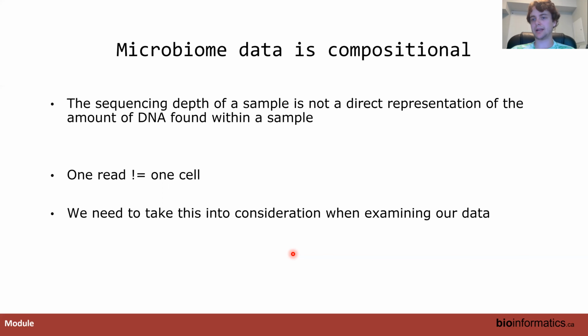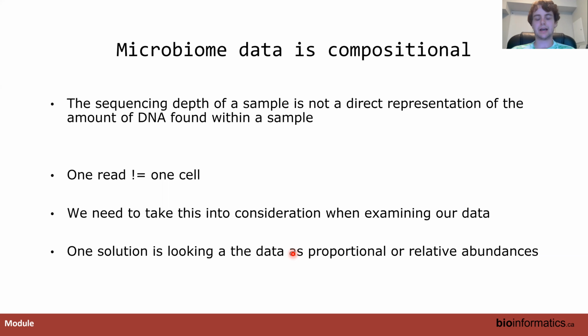And if you have a sample that has 20,000 more reads than another sample, it doesn't necessarily mean that the sample with 20,000 more reads has 20,000 more cells or copies of the 16S gene than the other. And so this creates a problem when we're examining microbiome data, because you could imagine if we're comparing all these samples and they have varying read depths, and these read depths are not necessarily proportional to the actual cell counts in the sample, we could make some false inferences. So one way to solve this is actually to treat our data as proportional values or relative abundances.